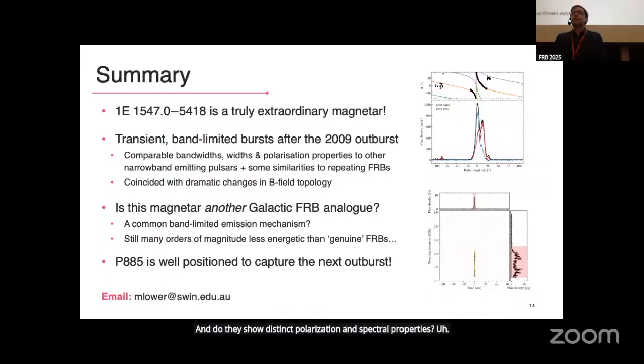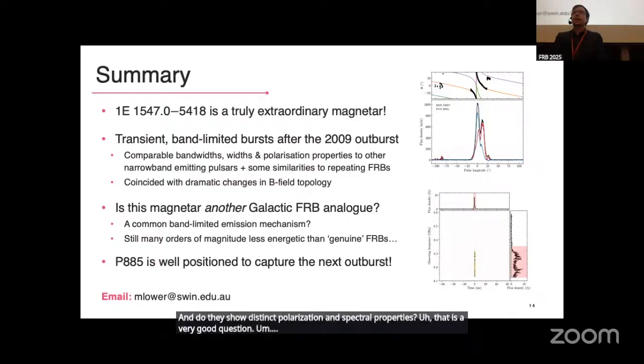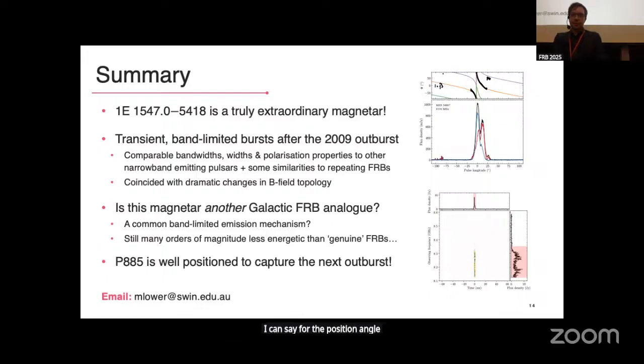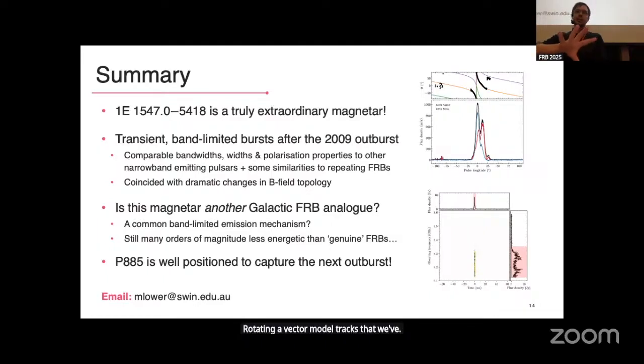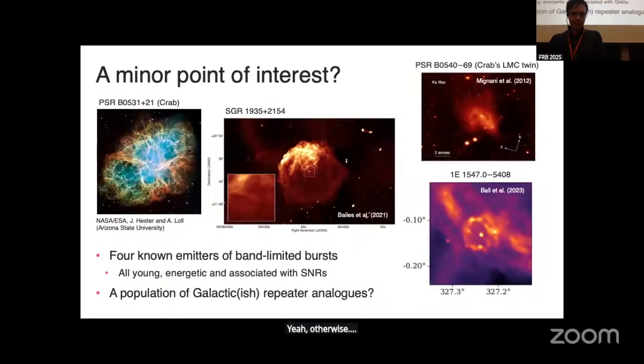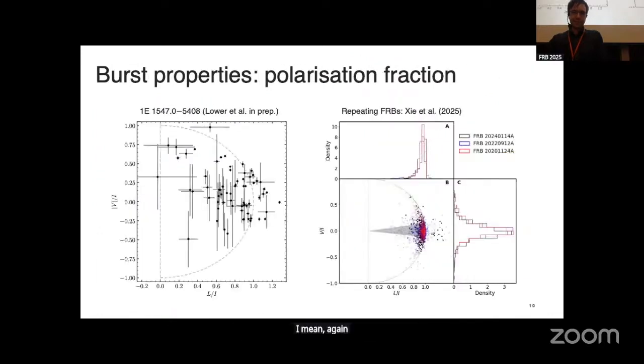That is a very good question. I can say for the position angle swings for the highly linearly polarized bursts, they don't follow the same rotating vector model tracks that we've plotted against the broadband emission. They're just scattered all over the place. Let me go back a few slides. Again, these things are a bit scattered all over the place. They don't cluster as well as the repeating FRBs in polarization fraction space.